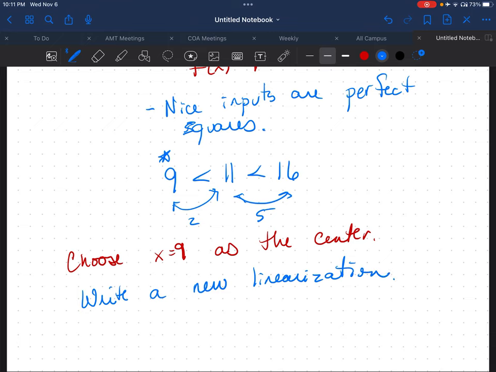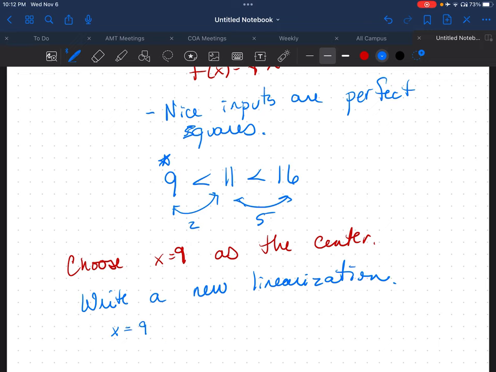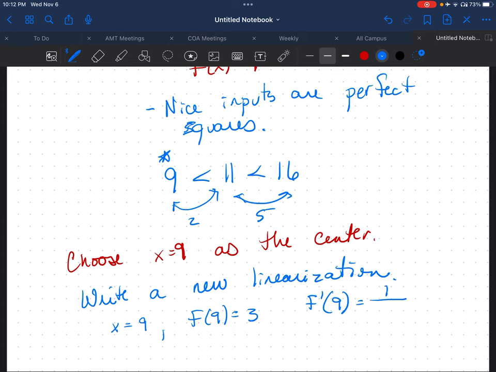You're kind of thinking, oh, that feels like a lot of work to get a new estimate. But it's not that much work because I already found the derivative. So I really just have to evaluate the derivative at 9 and evaluate the function at 9. And I've chosen 9 because it's a nice value in both of those functions, right? So if x equal to 9, f of 9 should just be 3, and f prime of 9 should be 1 over 2 times the square root of 9, or 3, which is 1/6, right? So at this point, 9 comma 3, and slope is 1/6.